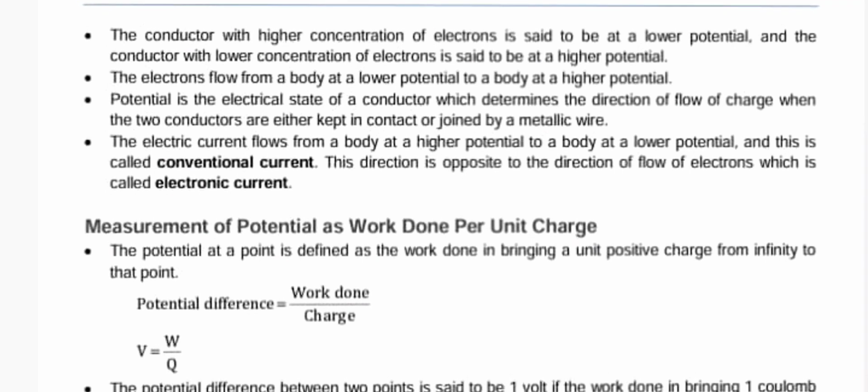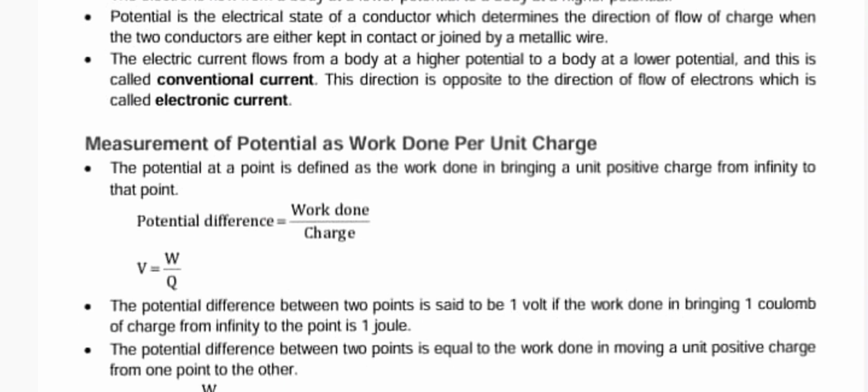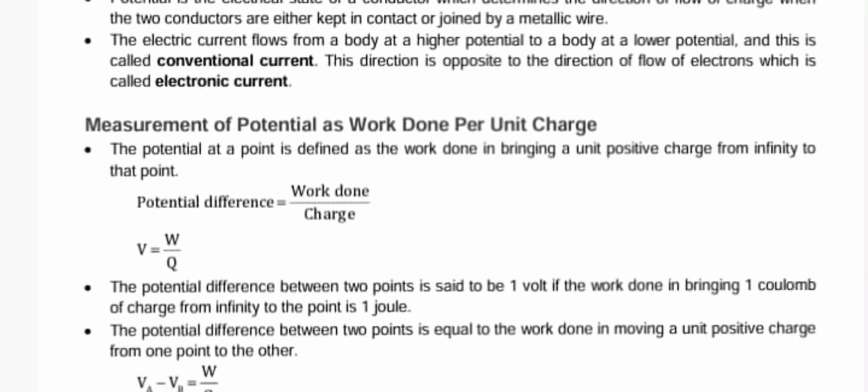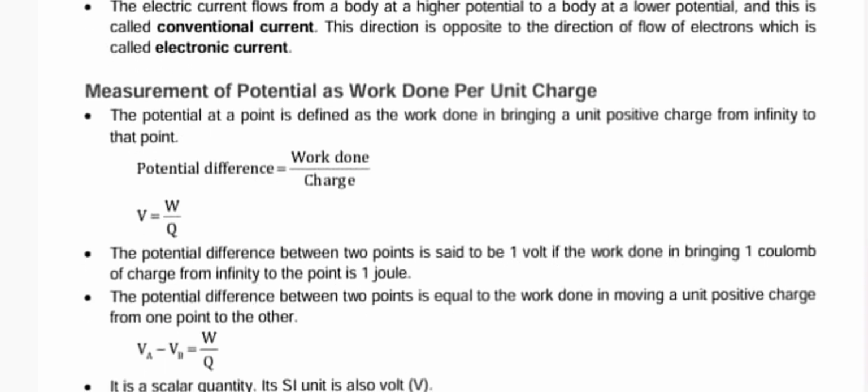So measurement of potential as work done per unit charge. The potential at a point is defined as the work done in bringing a unit positive charge from infinity to a point. So potential difference is equal to work done upon charge. So potential is denoted as V, work done is W, and charge is Q. So V is equal to W upon Q.